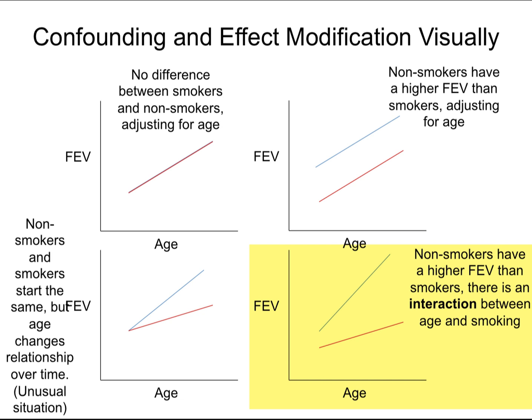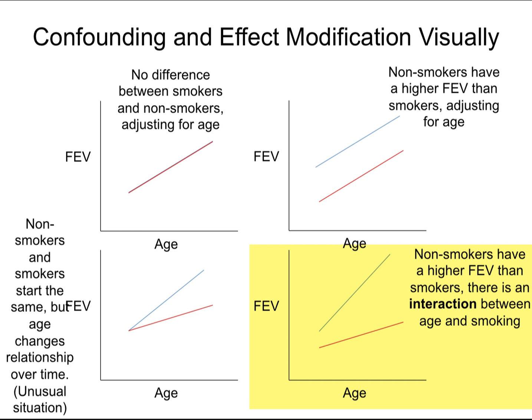This model implies that there is an effect modification, or that the variables age and smoking interact. The rate at which FEV increases with age is different for smokers and non-smokers. So the effect of age is modified by or depends on smoking. It can also be stated that the effect of smoking is modified by or depends on age. Both are correct. In statistical terms, we can say that the variables age and smoke interact with one another.